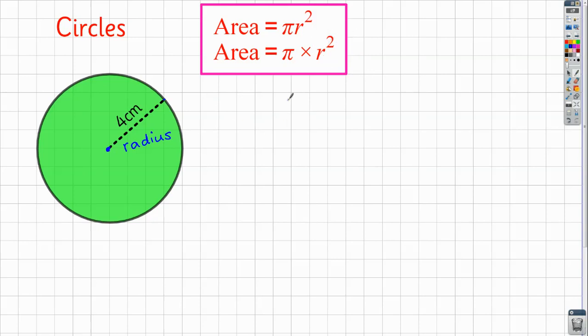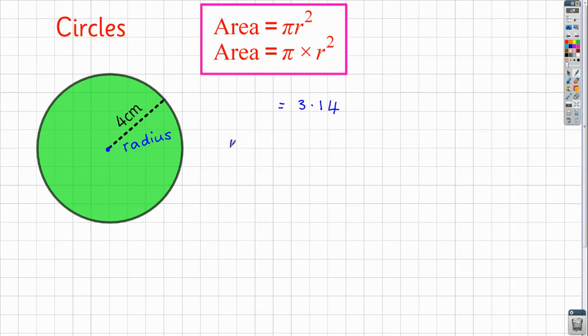So pi is a number that's stored on your calculator. You can find the pi button on your calculator. Sometimes they will guide you to use 3.14. It's a longer decimal than that, 3.1415, and it keeps going. But use the pi button on your calculator.